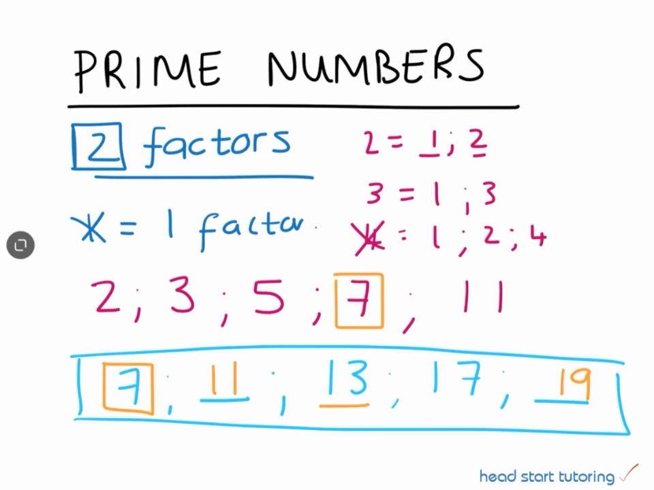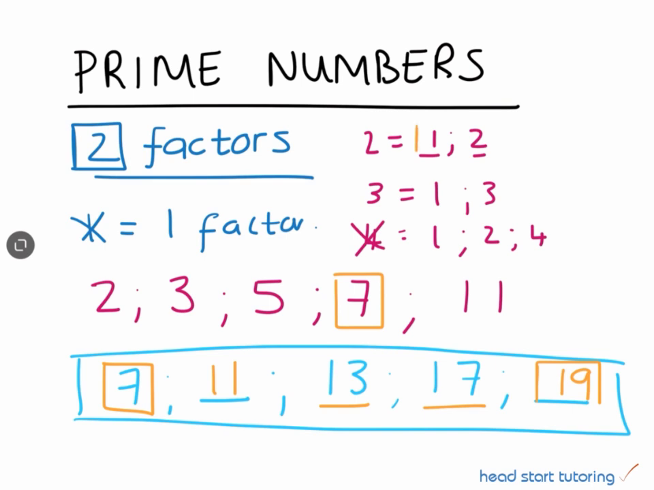The next prime number is 13. 14, 15, and 16 are all composite numbers, so that works out well. 17 will be your next prime number, and therefore 19 will be our last number there that we needed to fill in, because 18 is also a composite number. It has more than 2 factors.